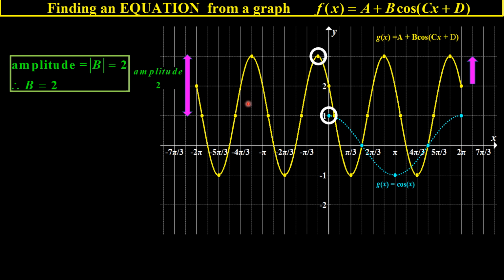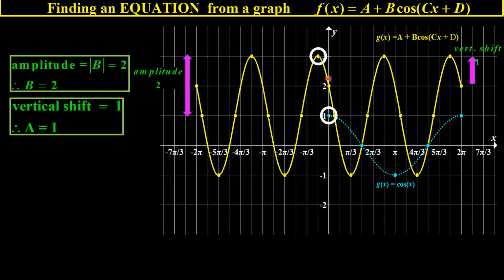Okay, and you can see this graph will then move up. So it moved 1 up. You see, the graph should have just been up to 2, but now it goes higher, it goes up to 3. So it has a vertical shift of 1. So that's going to be a 1, and this is going to be a 2.